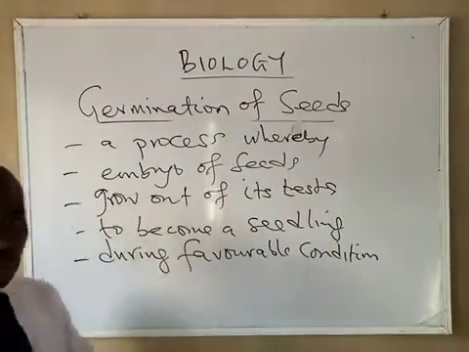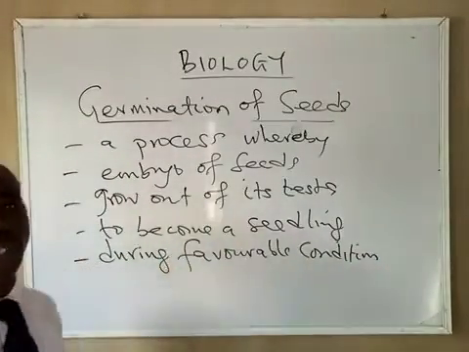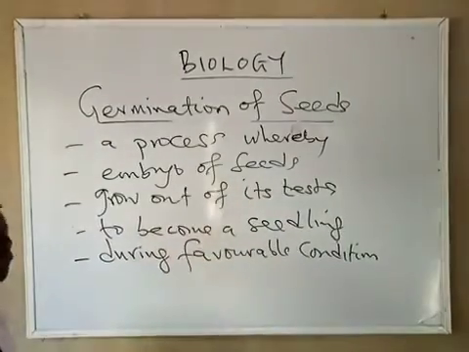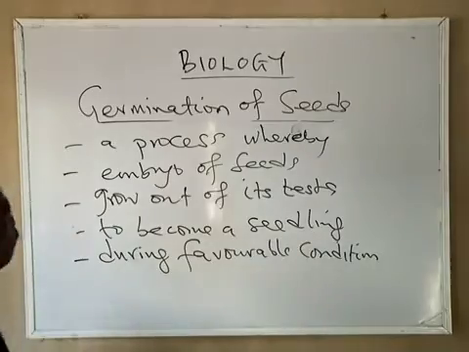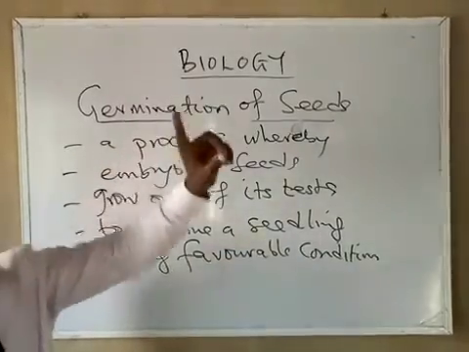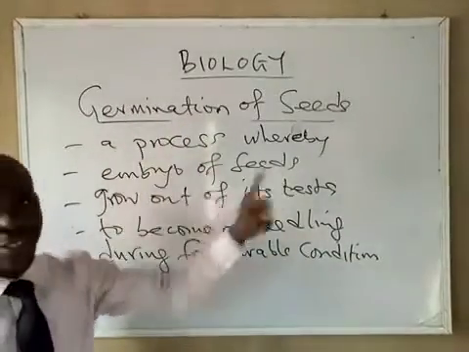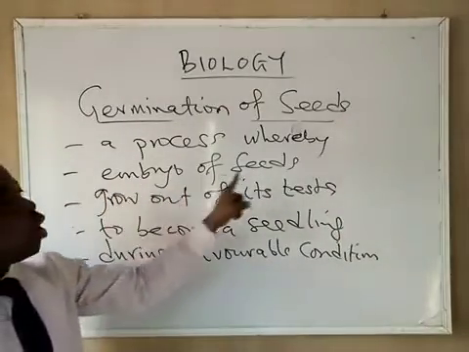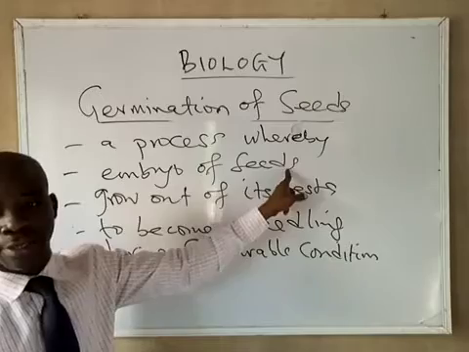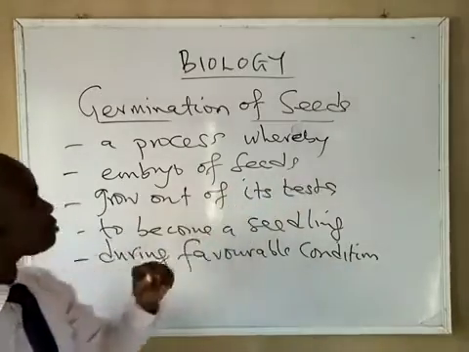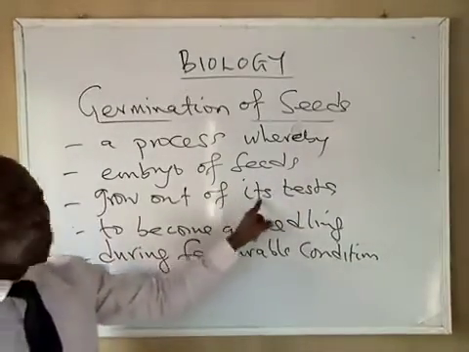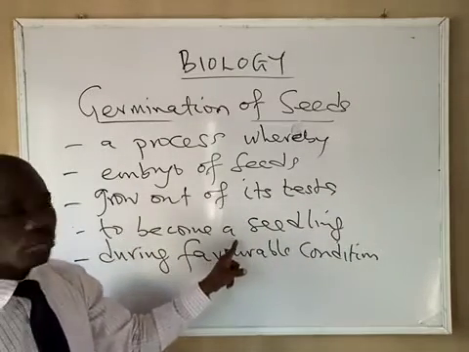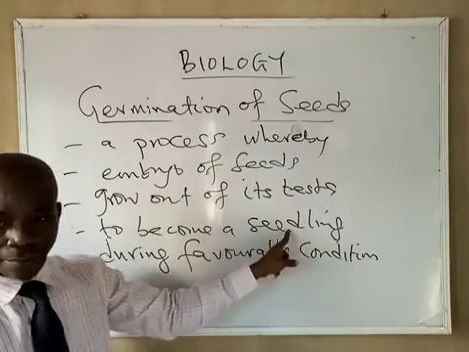I would like us to analyze the various aspects of this definition before we put it in the common form. Now, the first thing we should note is that germination is a process whereby the embryo of a seed grows out of its testa to become a seedling.